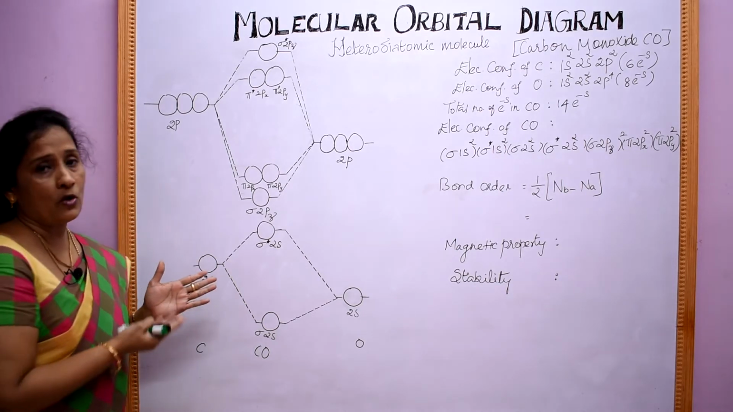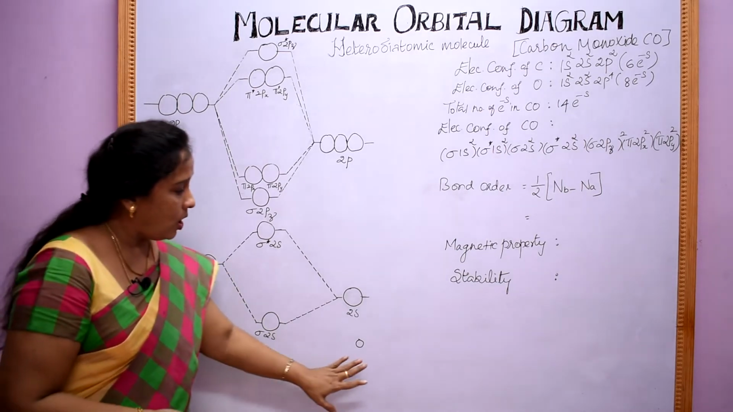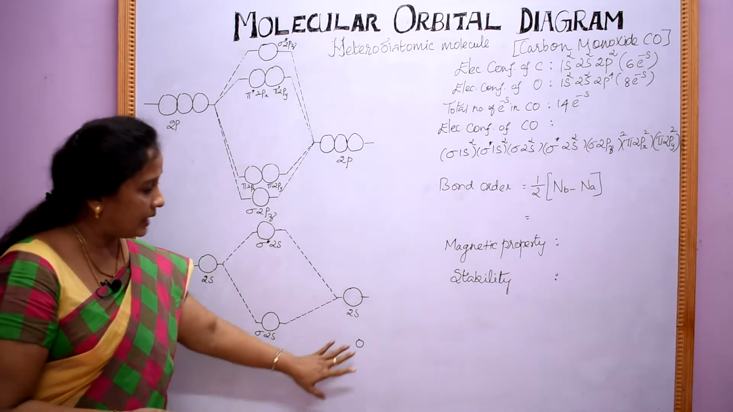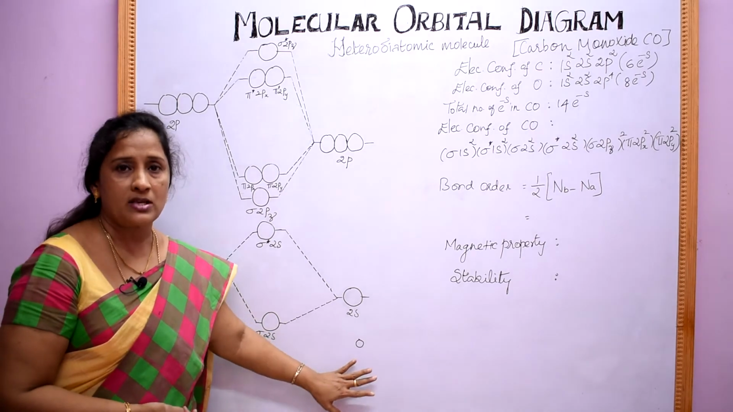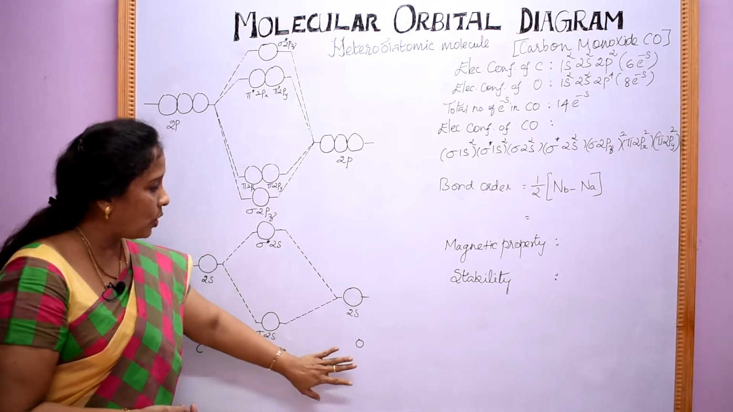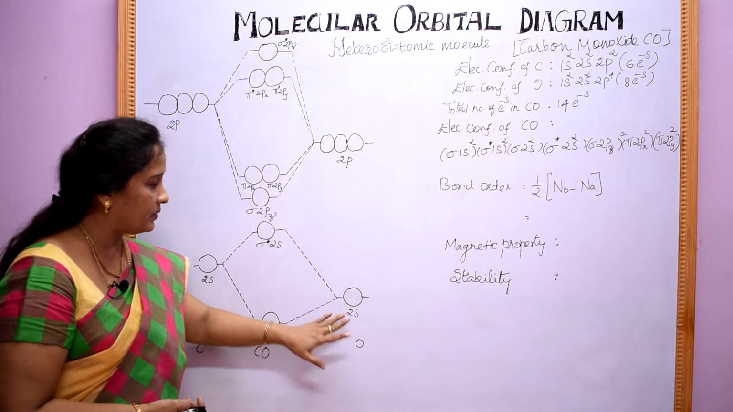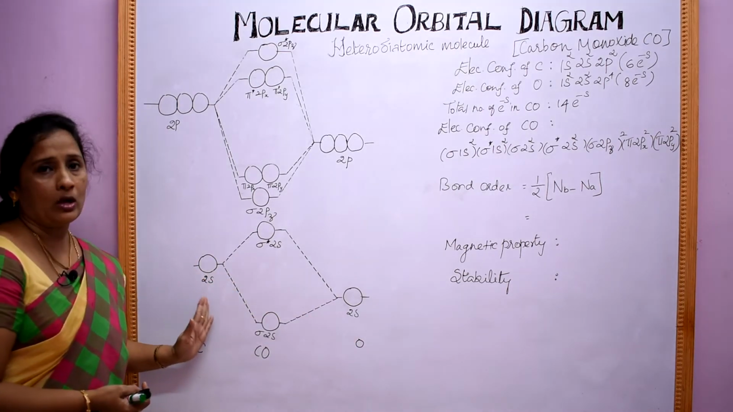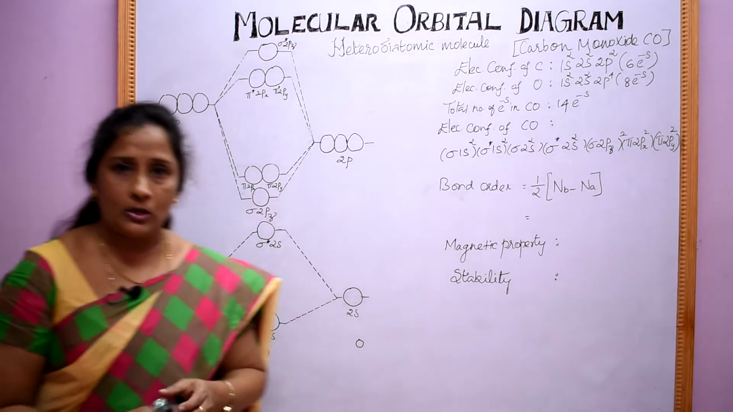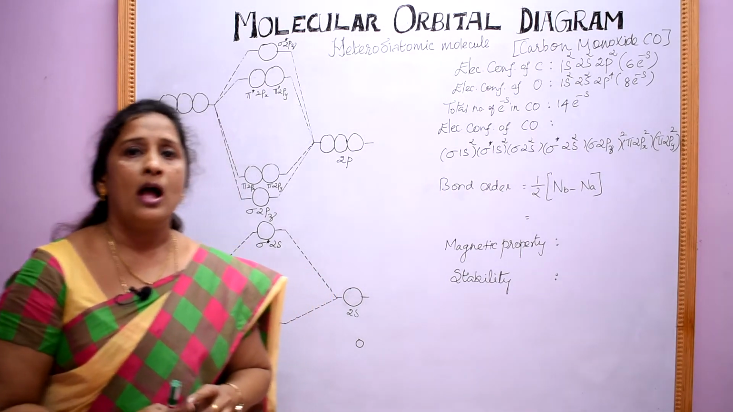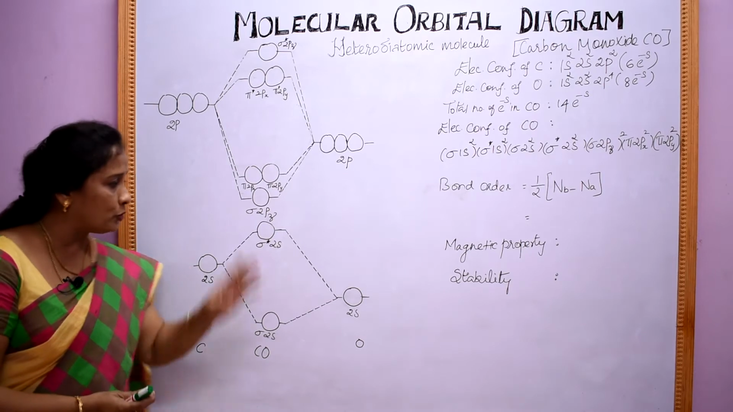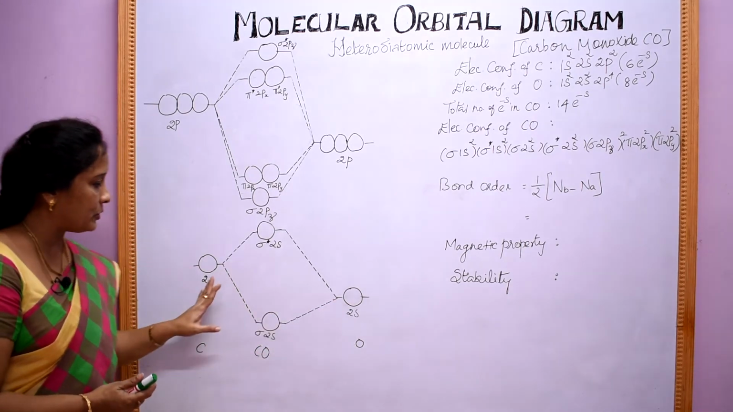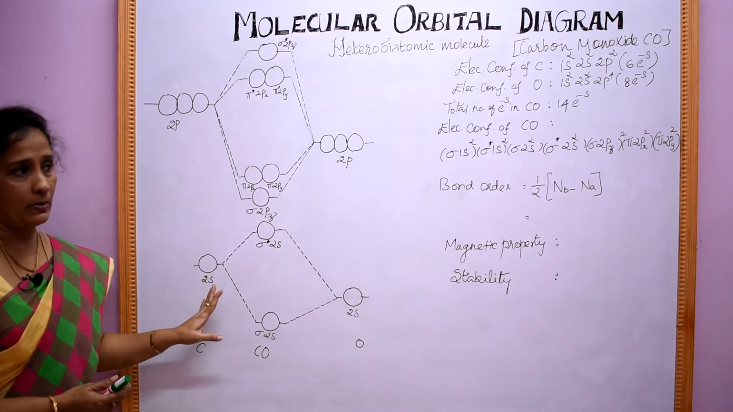So what is the reason for that? The reason is that oxygen is more electronegative than the carbon atom, and it also has a larger nuclear charge. Because of that, the energy of the atomic orbitals of the oxygen atom is less than the energy of the atomic orbitals of the carbon atom. So while drawing the molecular orbital diagram, students, you have to keep in mind that you have to draw the atomic orbitals of oxygen at a lower energy level when compared to the atomic orbitals of carbon.